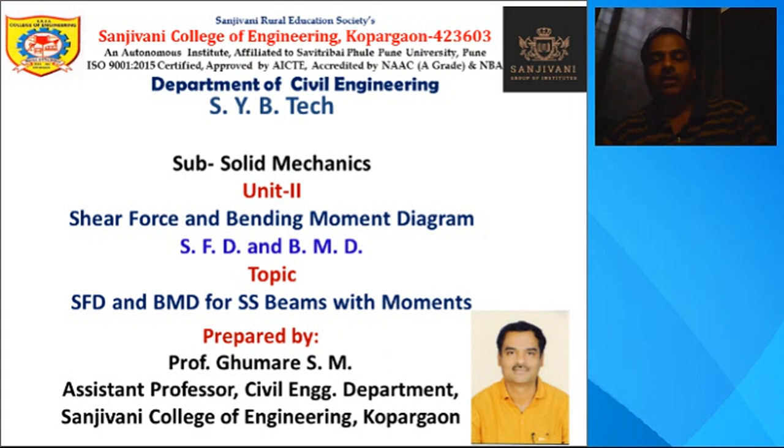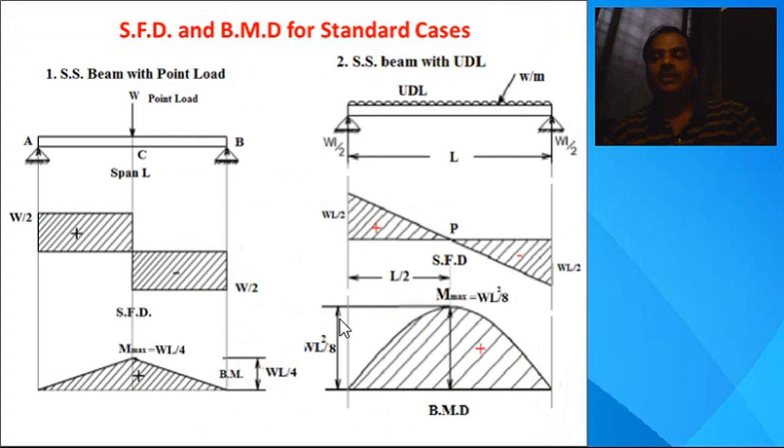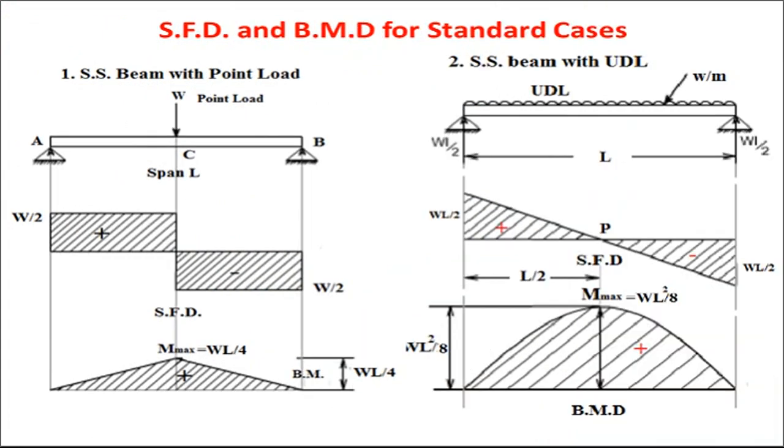So we'll see initially a few standard cases of beams. Standard cases means whenever there is application of a specific load. Suppose case number 1: a simply supported beam with point load. Point load means central point load. Here the distance L will be exactly half where W is acting. This is called a point load or concentrated load.